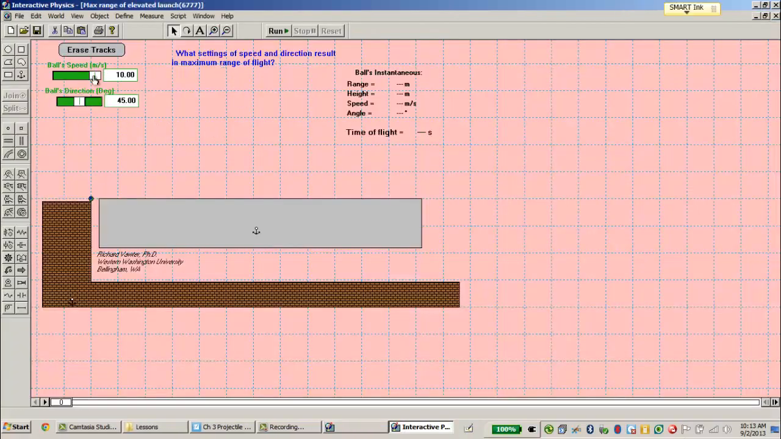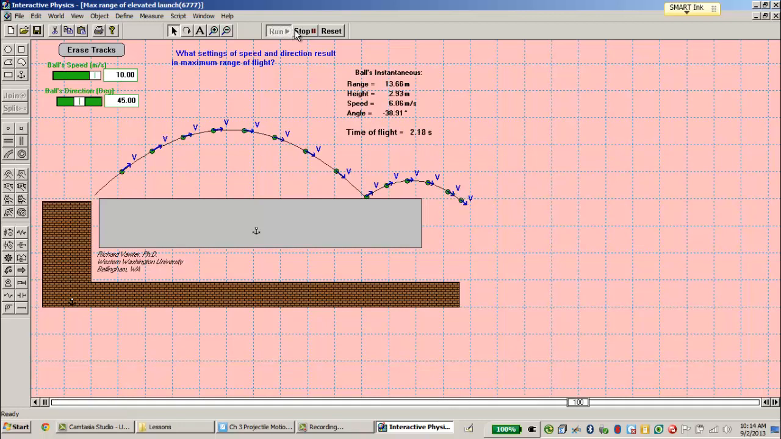So here I have a simulation where I've given the ball some initial speed. Here's the ball right here. I'm going to give it some initial velocity. Here's the initial angle. I'll kick the ball. Boink, lands there. Stop, reset. So that's the maximum range I got. And so we can see it visually.